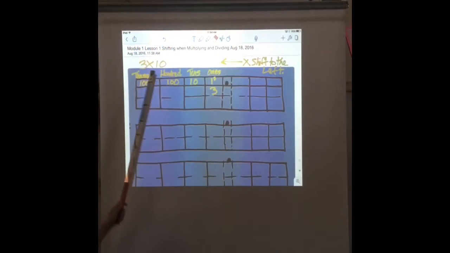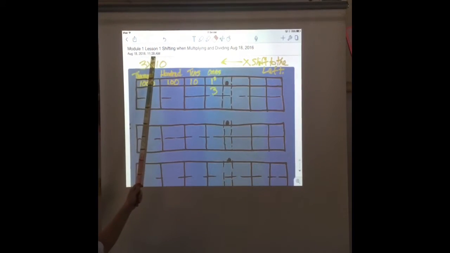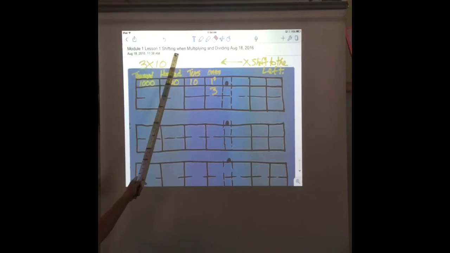Welcome back to math. Today is Module 1, Lesson 1. We're just going to be talking about shifting when multiplying and dividing.